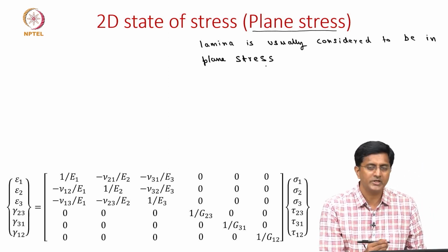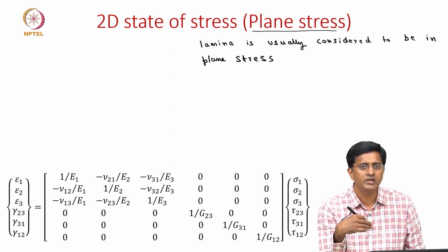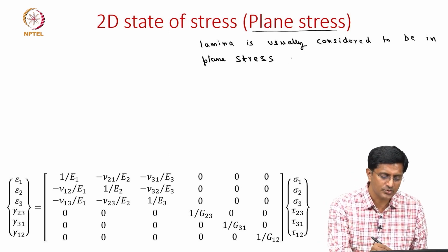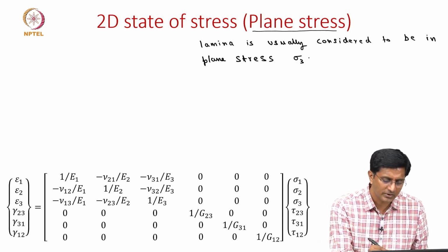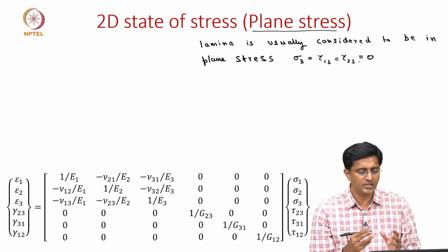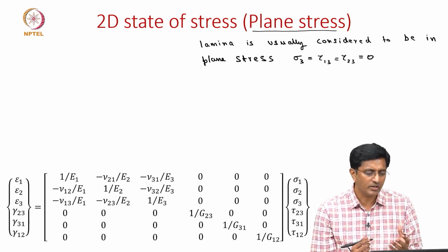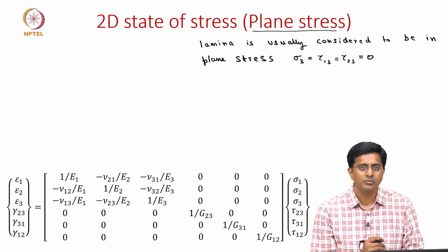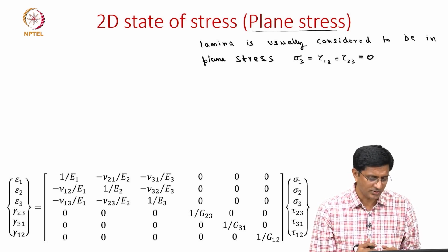But what do we mean by plane stress? We define it when the out of plane stresses go to 0, which include sigma 3, tau 13 and tau 23 going to 0. When they all go to 0, that is when we define it as plane stress. So, for laminas we can safely assume it to be under plane stress, which further simplifies the strain stress relations.